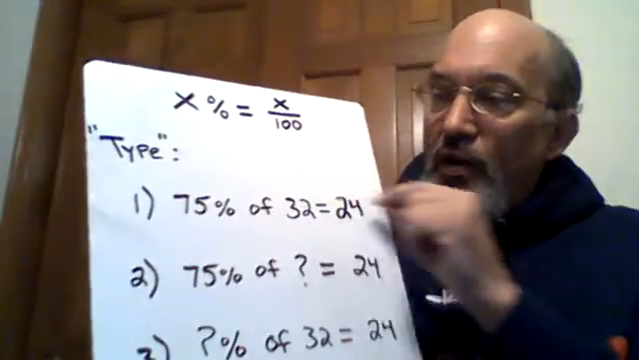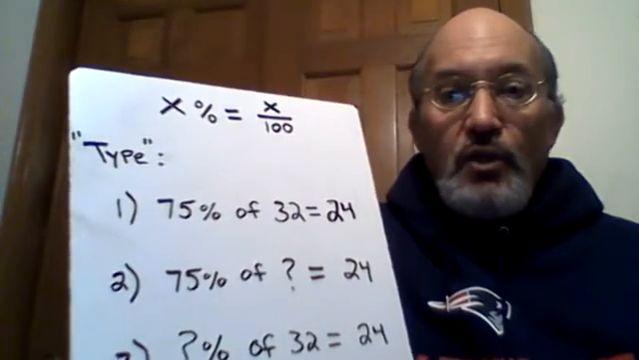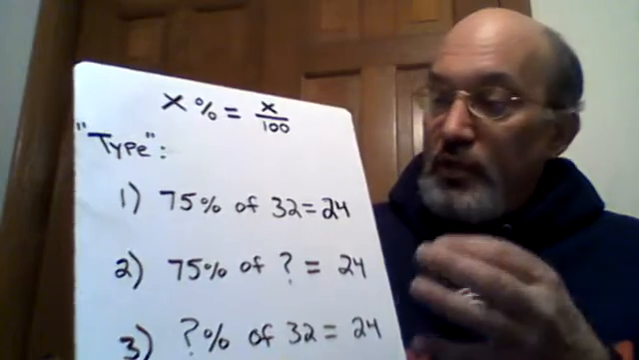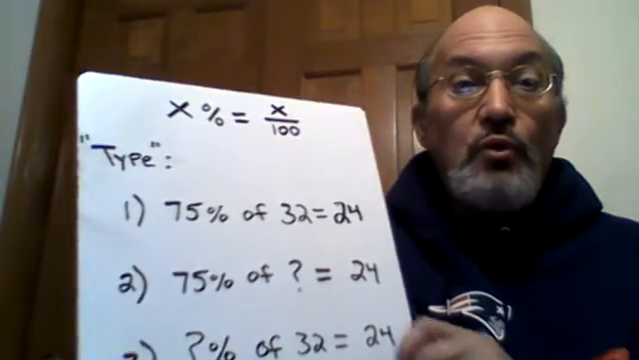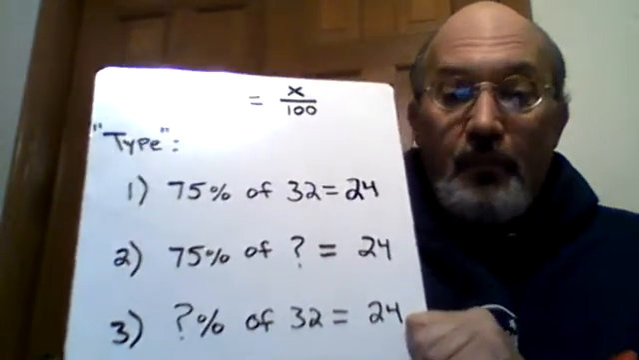We've already explored how to do number 1. Let's look at how to do type 2 and type 3. We'll pretend we don't know the answer and take a look at them.